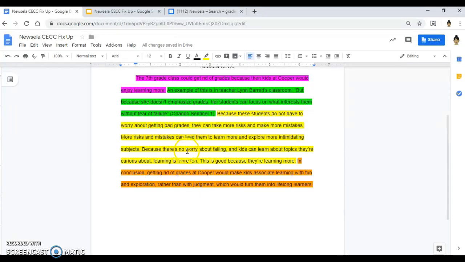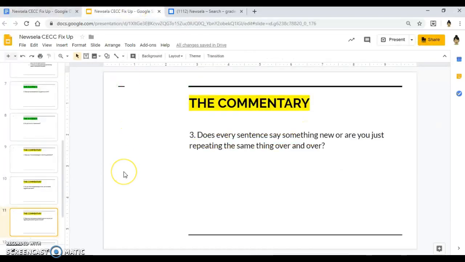"This is good because they're learning more." I don't really need this last sentence because I've already said that they're learning more and how that's good. So this is repetitive. I want to get rid of anything that is repetitive, so I'd like you to do the same thing. Pause here. Make sure every single sentence in your commentary is saying something new, not repeating what the sentence before it said.